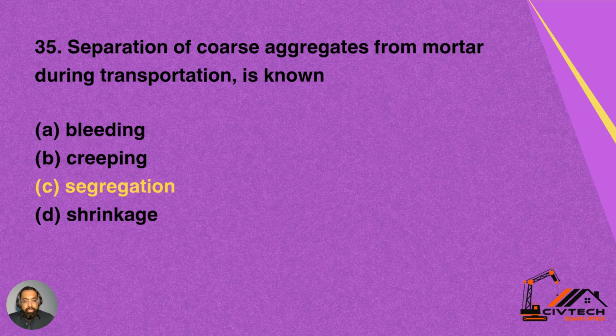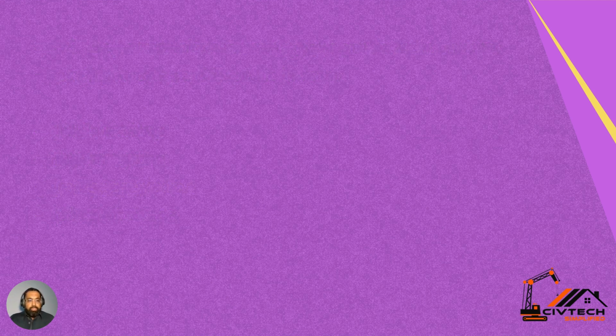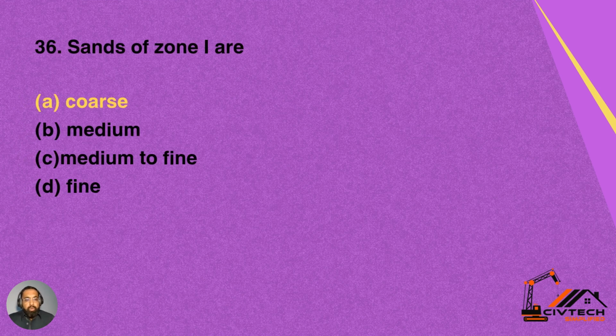Question number 35. Separation of coarse aggregate from mortar during transportation is known as: option A bleeding, option B creeping, option C segregation, option D shrinkage. So separation of the coarse aggregate while pouring the concrete is called segregation. Option C is the correct answer for this question.